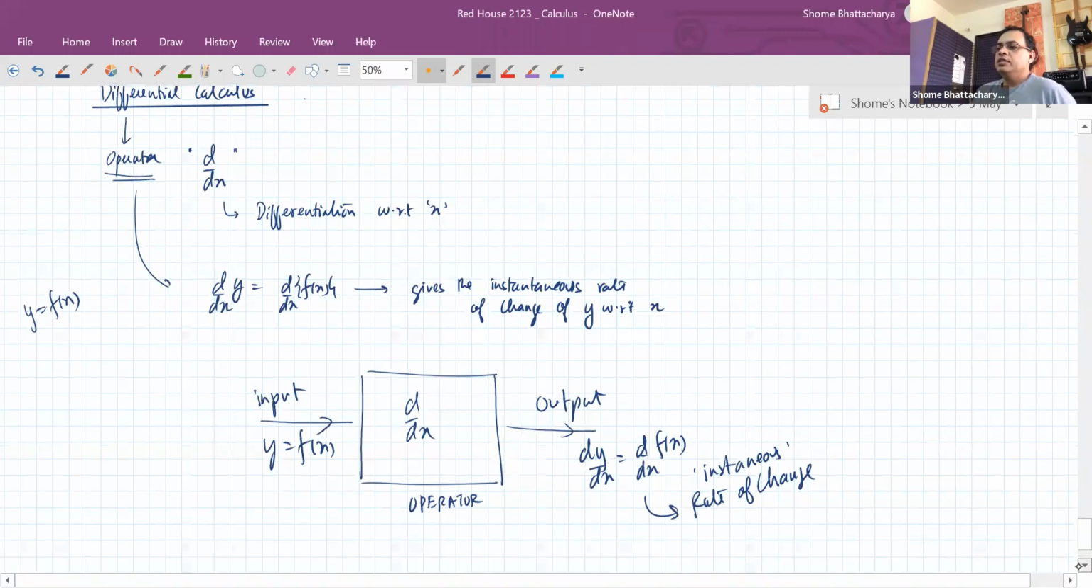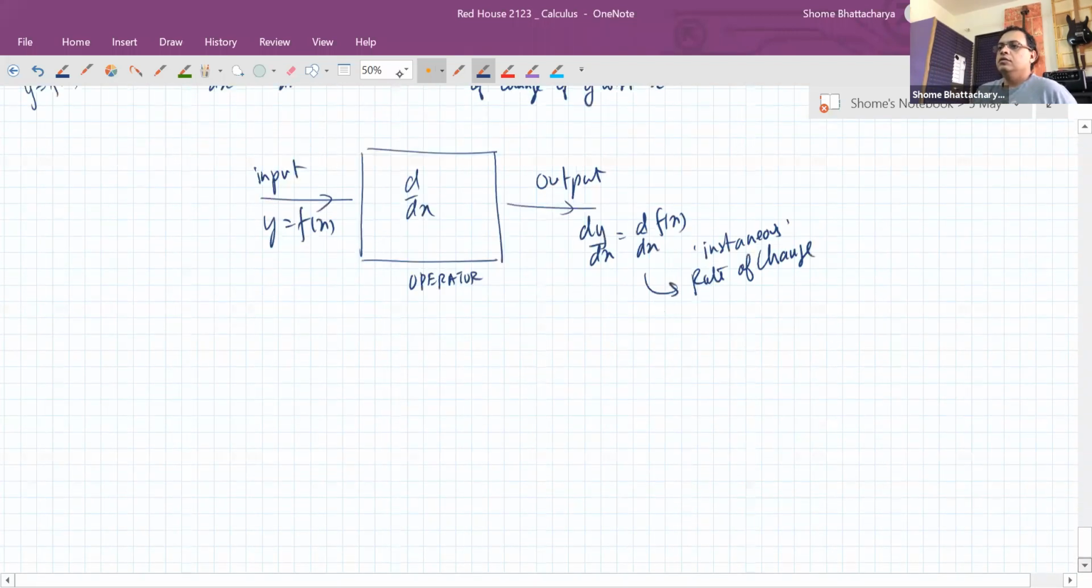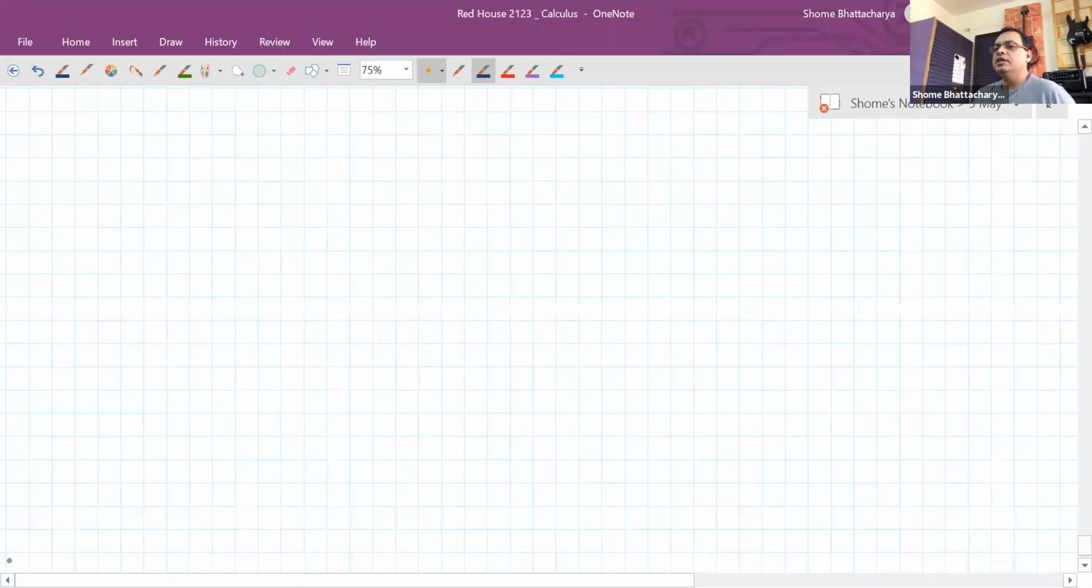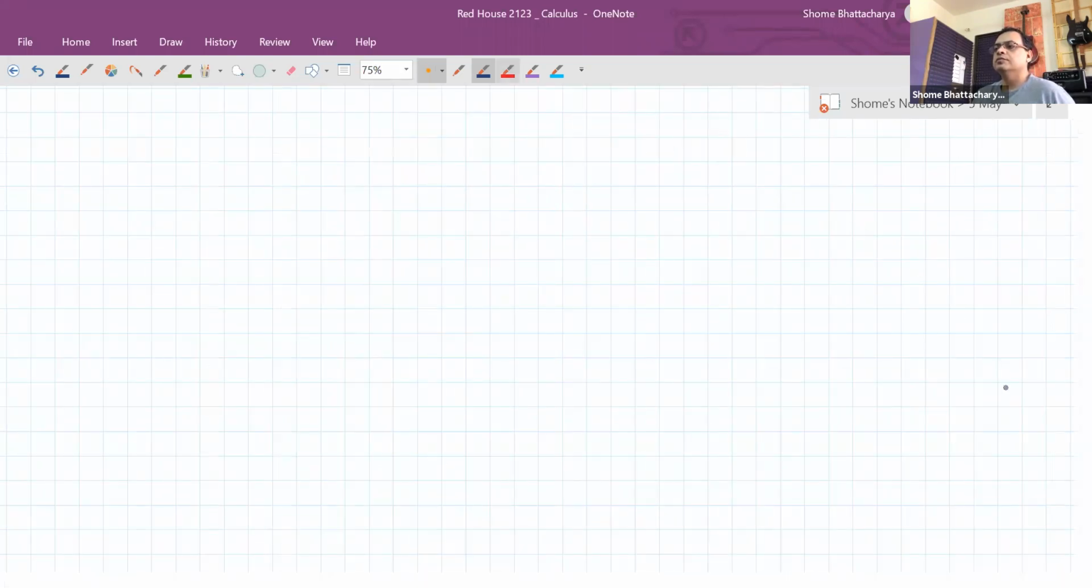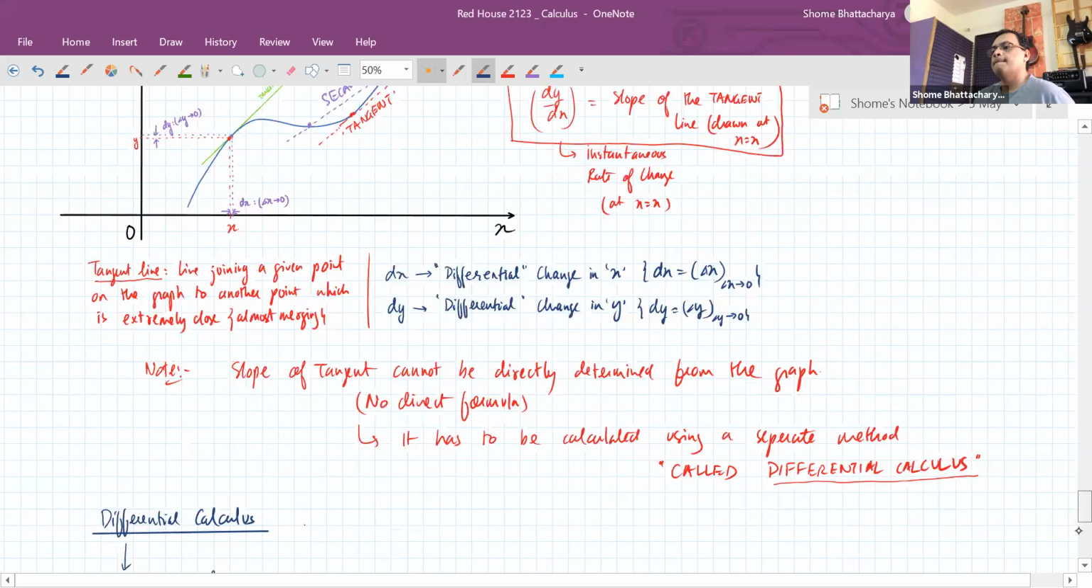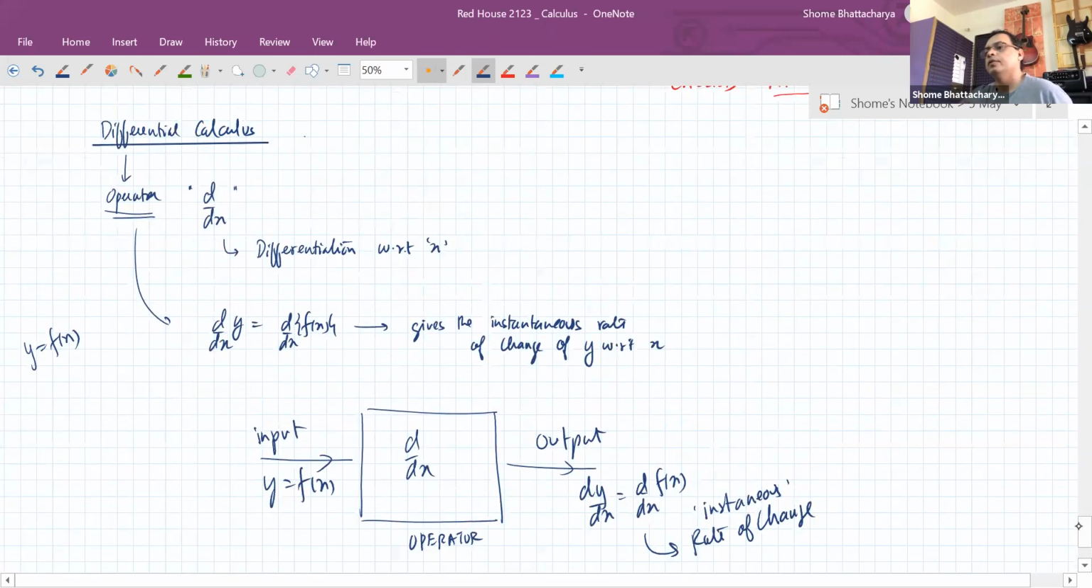Okay, so now let us understand some of the formulae that are used in differentiation. Sorry? Scroll up for a second. Yeah, sure. Yes. Okay.